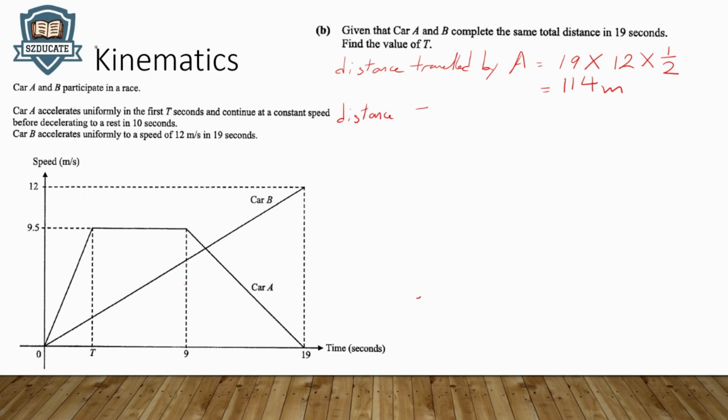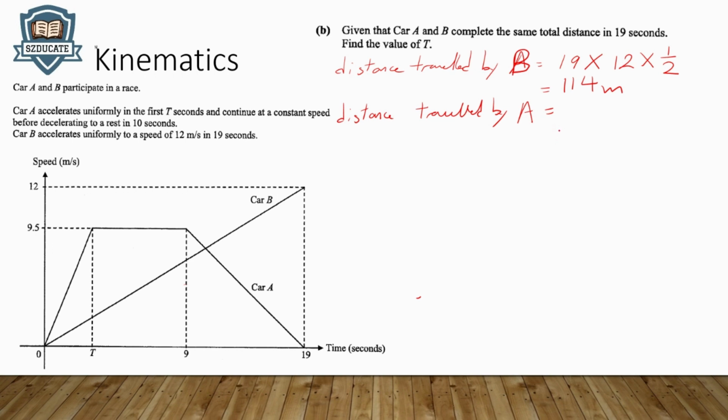Distance traveled by A is equal to, oh no, that's different, sorry. This is by B. Once again, I identified them wrongly. So please don't make this mistake in the exam. On top is B, this is A. A is the trapezium.